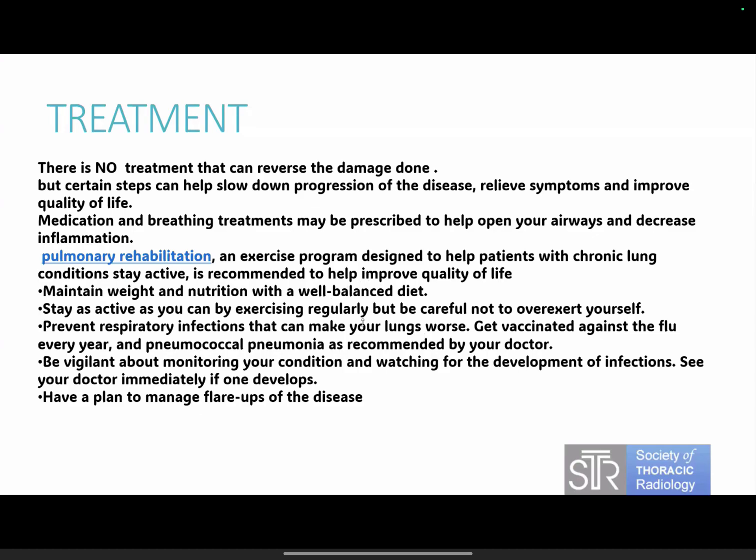So basically, be vigilant about the development of infections, because that will obviously affect the patient and make them much sicker. Tuberculosis on top of the pneumoconiosis can be extremely damaging for the patient.